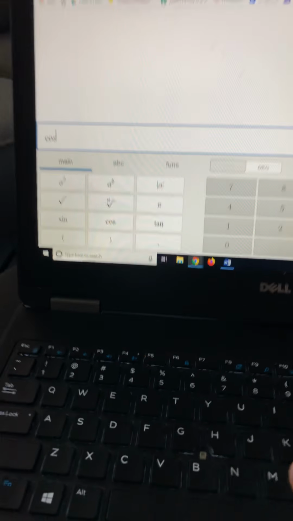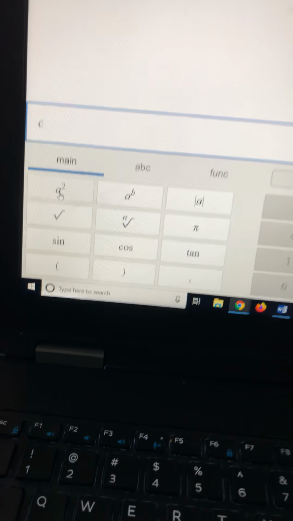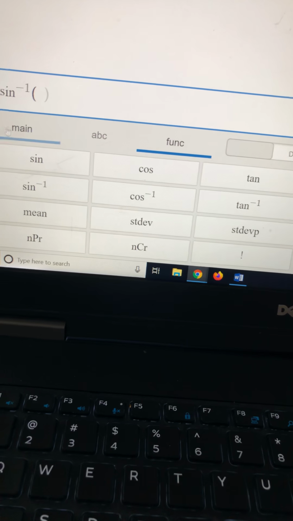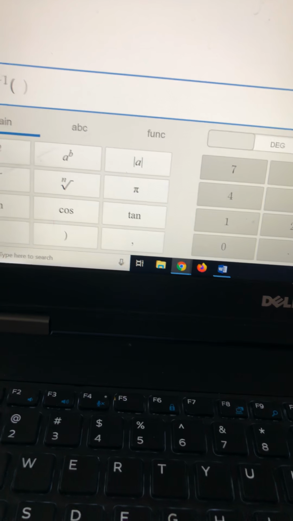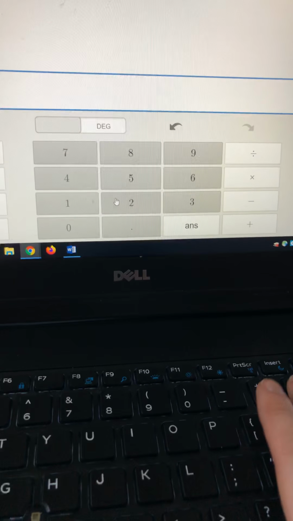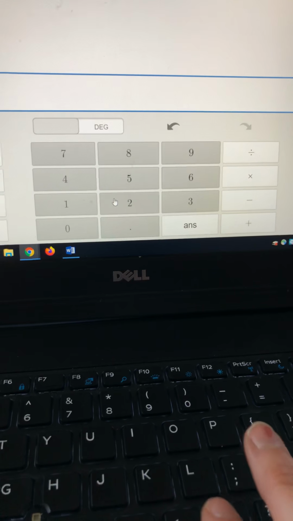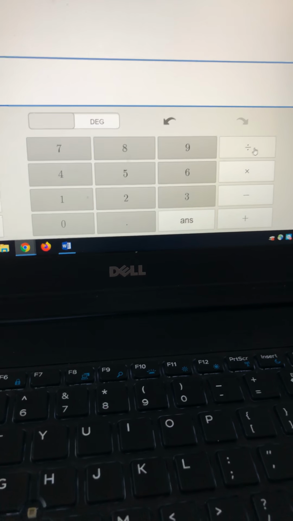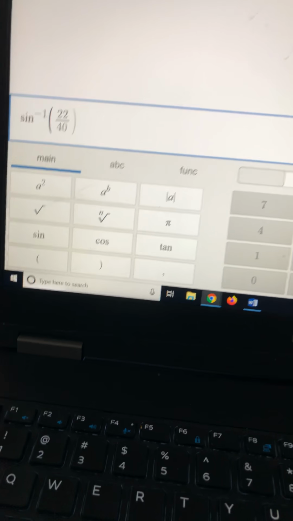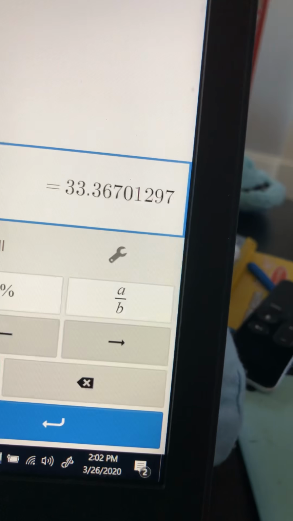So over here, gonna erase that all. I'm gonna go to our functions, and I'm gonna choose inverse sine of 22, 22 divided by 40. So it looks like that, just what we wrote on our paper. And we're gonna find that it is 33.37 degrees.